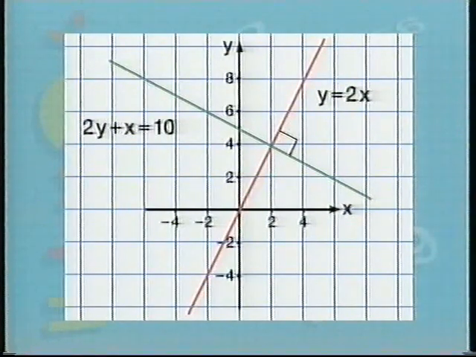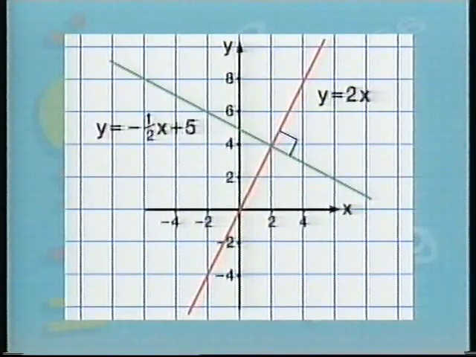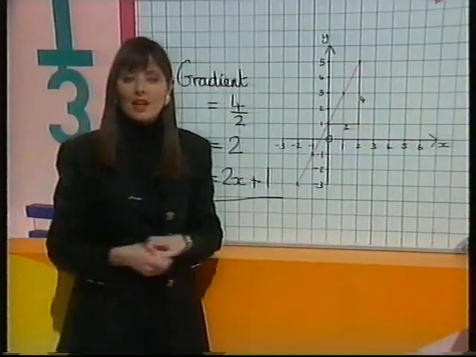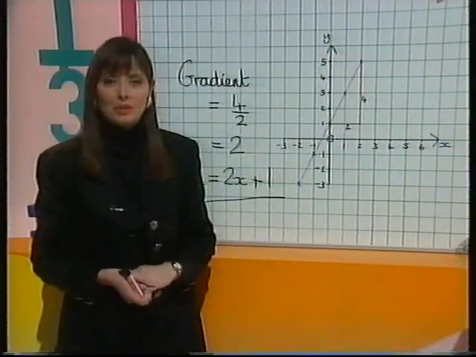If you have 2 perpendicular lines, then the product of their gradients will be -1. Here, the equations of the lines are y equals 2x and 2y plus x equals 10. Well, first, put 2y plus x equals 10 into y equals mx plus c form to give y equals -1/2 x plus 5. So, 2 multiplied by -1/2 equals -1. They're perpendicular.